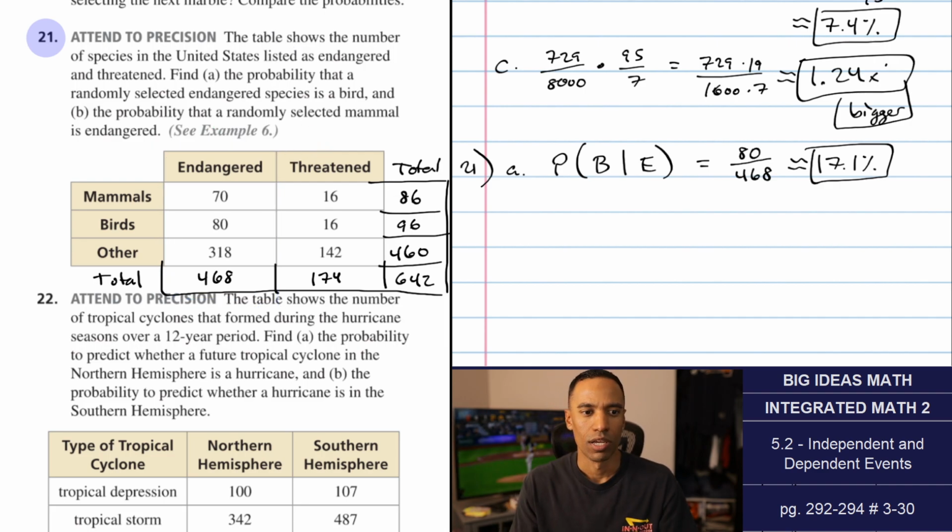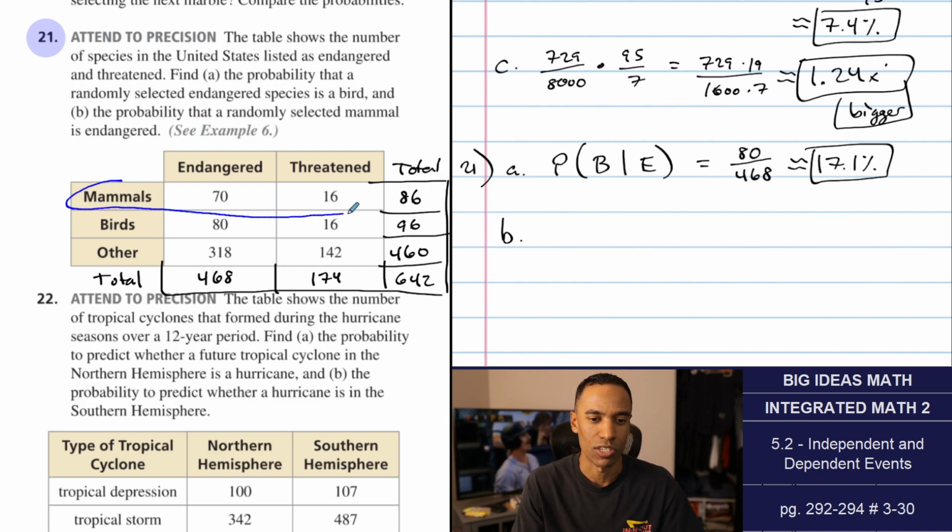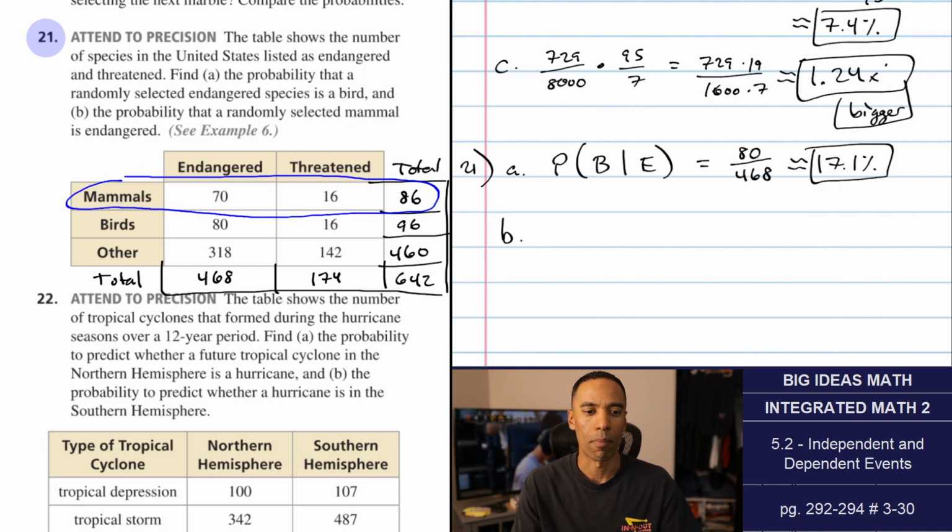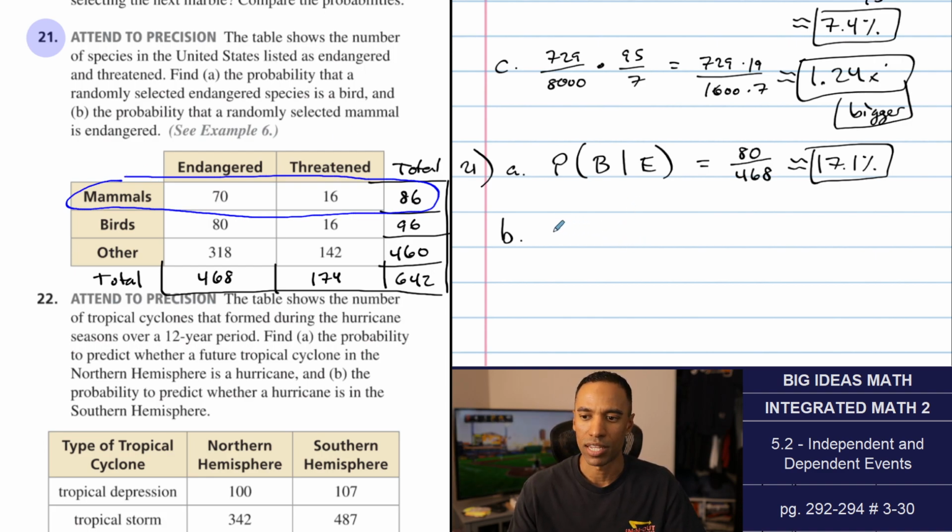Next question. Part B, probability a randomly selected mammal is endangered. This time we're looking at the mammals. So notice that, a randomly selected mammal. It's like a randomly selected Californian is in Los Angeles, right? This is what I was talking about before. So there are 86 mammals. Among the 86 mammals, how many are endangered?